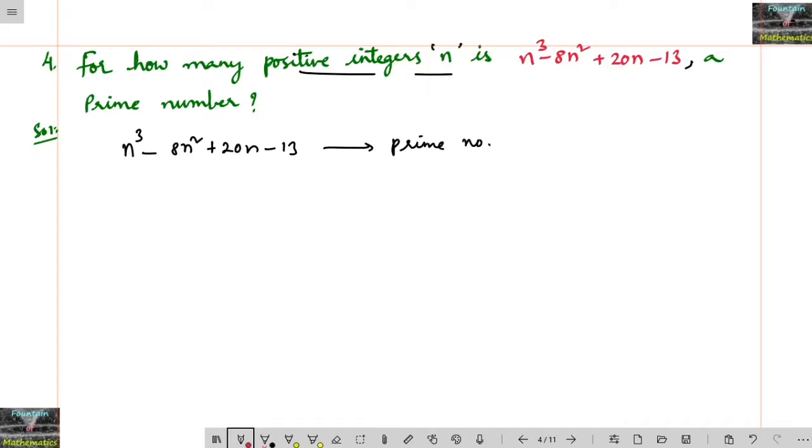So you all know about the prime number. A prime number must have only 1 and itself as factors. If any product a into b is there, one of them must be 1 and the other one will be a prime number itself.